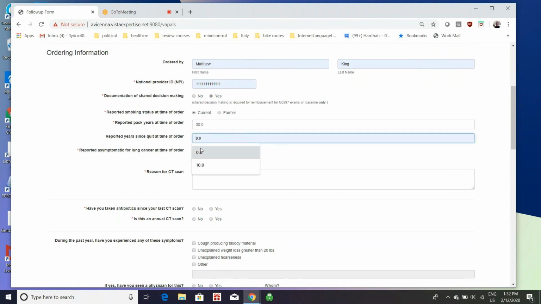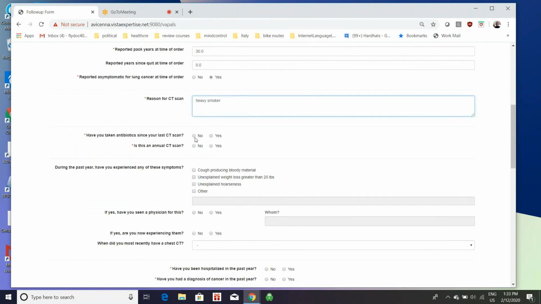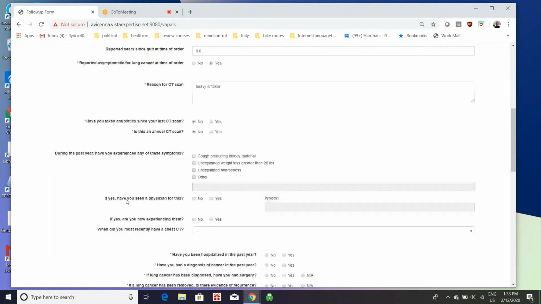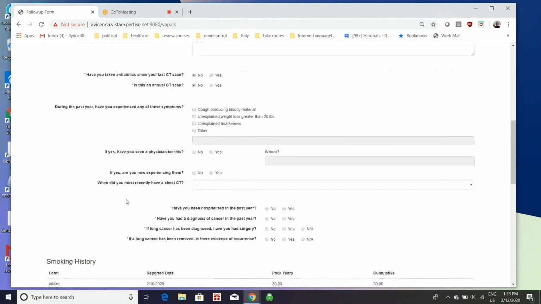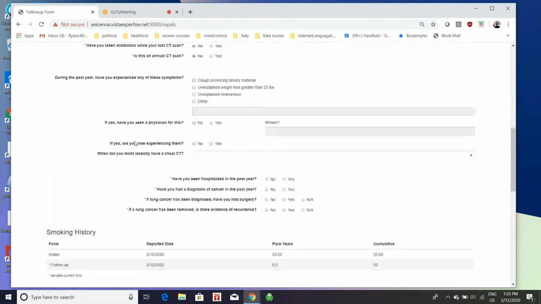And they really haven't had any time since they quit. Let's say they were asymptomatic at time of order. Reason for the scan was a heavy smoker. And have you taken antibiotics? Is this your annual? No, because it's the first one, right? The baseline. And then it asks for some symptoms that could be associated with lung cancer. And let's say that the patient didn't have any of those, so they didn't see a physician for them.